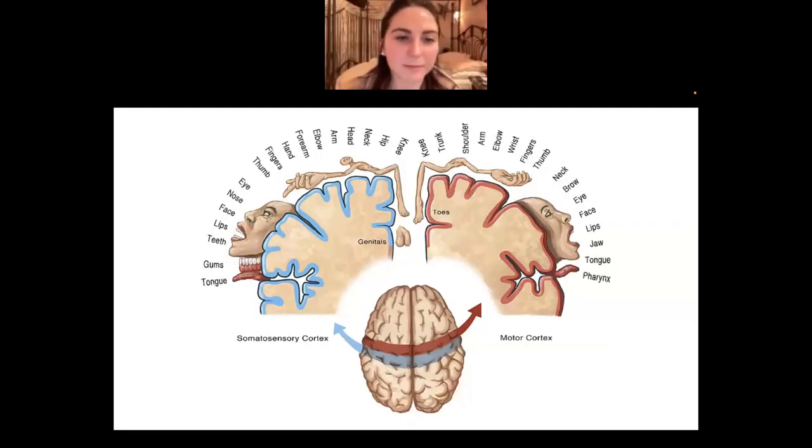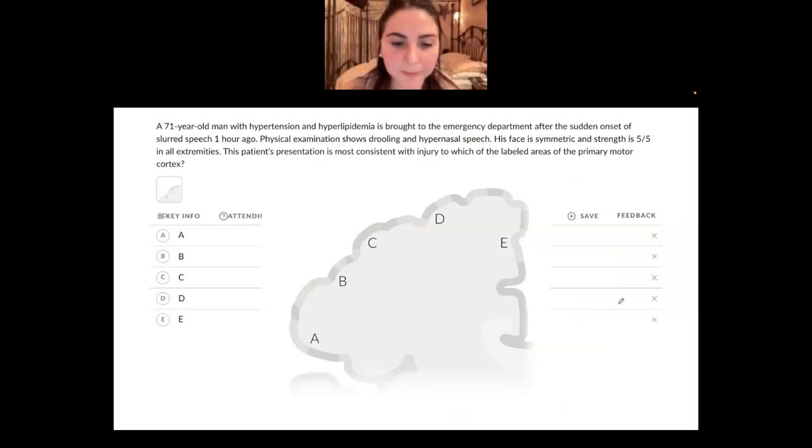The mouth and the face and the creepy stuff of the body are going to be towards the bottom of it. And then as you go closer to the central sulcus, I don't want to call it a sulcus, but you know what I mean, that central divot of the brain, which is right here. As you get closer, it's going to go up the body. So mouth, then upper extremity, and then lower extremity. And it's the same for sensory and motor.